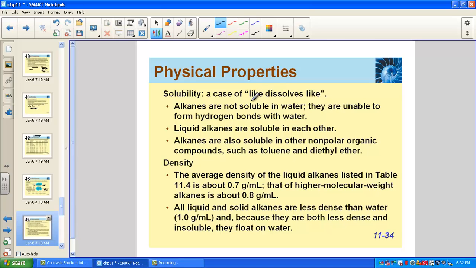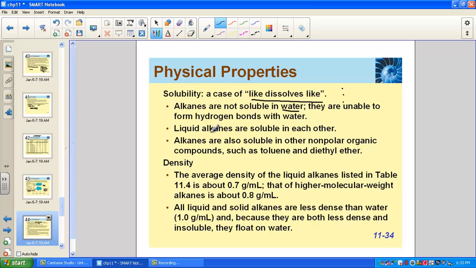When we say likes dissolve likes in chemistry, it's a chemist's little tool to remember. Polar will dissolve polar, nonpolar dissolves nonpolar, but never the two shall mix. Alkanes are not soluble in water, which we know to be a polar solvent. Alkanes are typically classified as nonpolar, especially the longer the carbon chain becomes, the more nonpolar they act. They are unable to break apart any type of solvent interactions with the water, and therefore they will not dissolve.